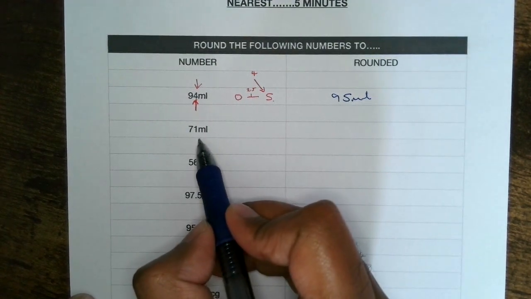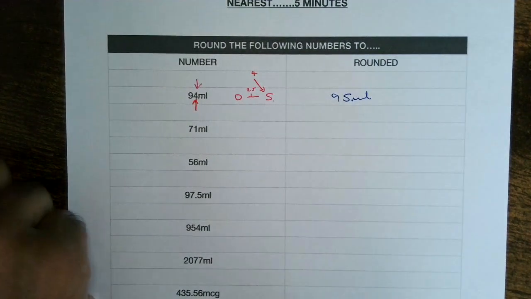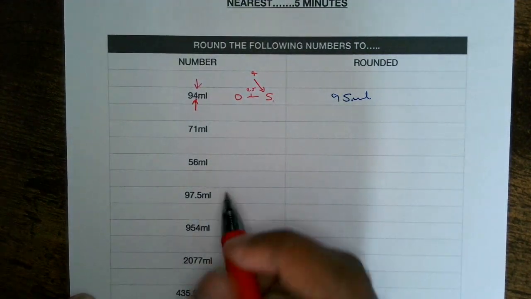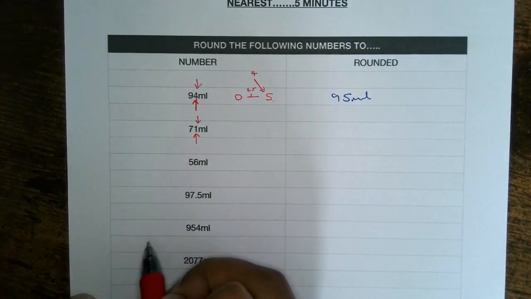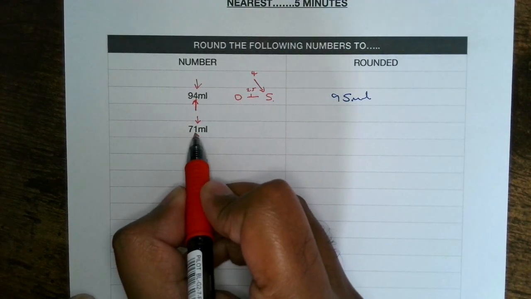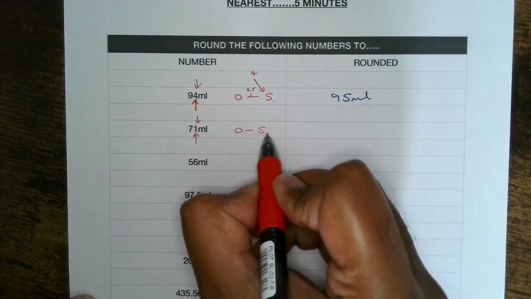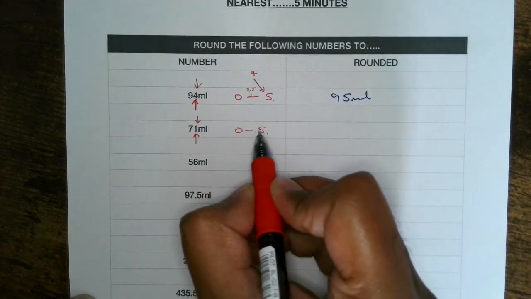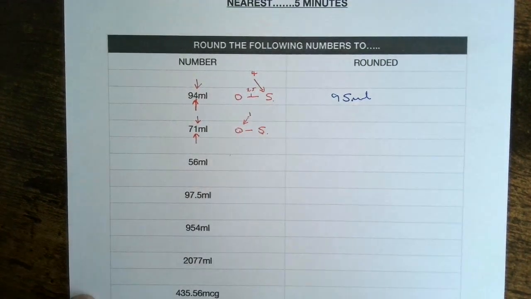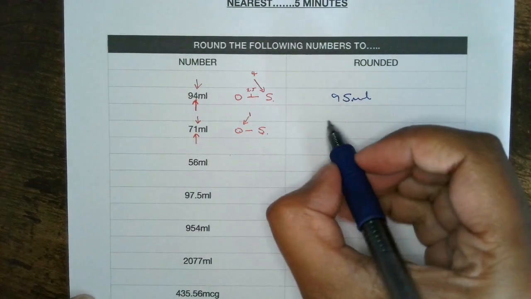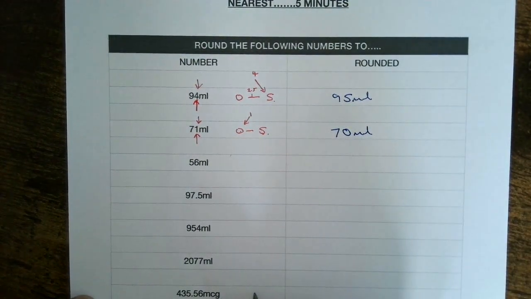Again, let's have a look at the next question. We've got 71 milliliters. Okay, so we want to round it to the nearest 5. So we're going to look at the units number here, the number 1, and we're going to say it falls in between 0 and 5, our range of when we're rounding to the nearest 5. And we're going to say, is 1 closer to 0 or is it closer to 5? Well, the number 1 is actually closer to 0. So we're going to round it to 70 milliliters, and so on.